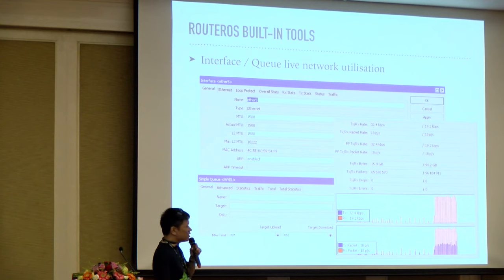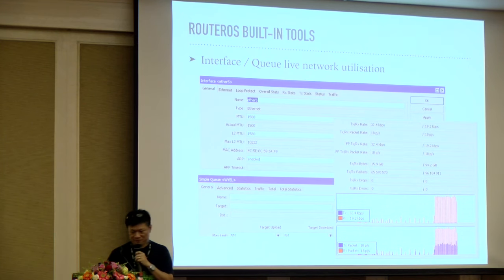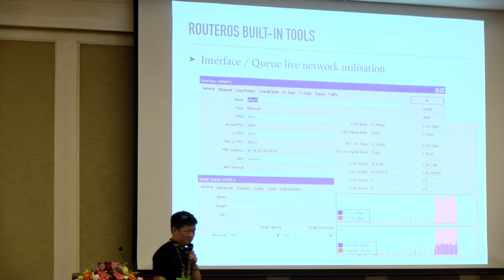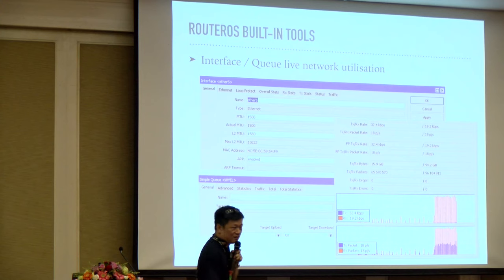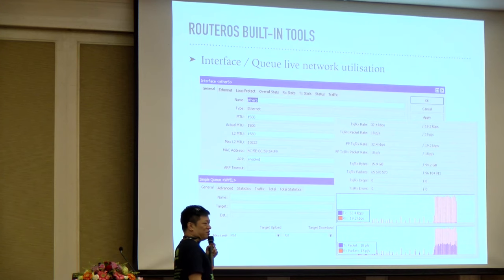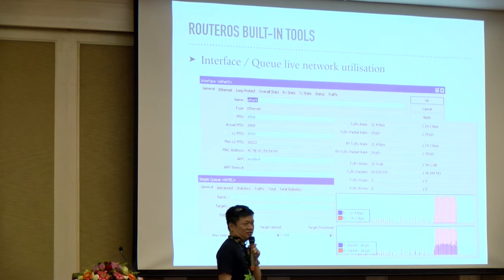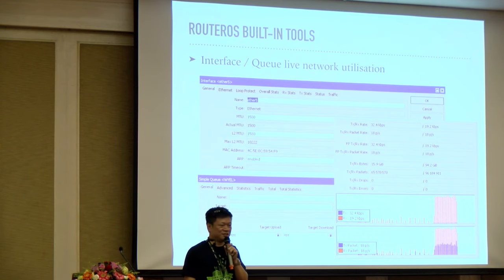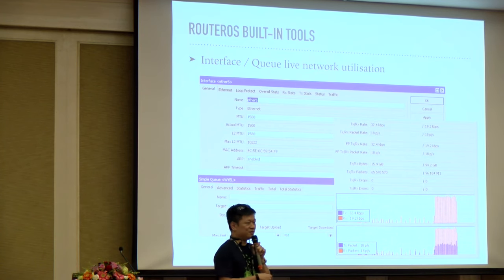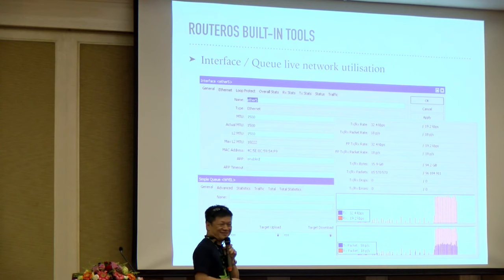You can see there's two graphs. Why? Why do we need to see two graphs? I only want to know that my router is using 100 Mbps. What is the second one? What is P per second? Anybody know? What's P? Packet.